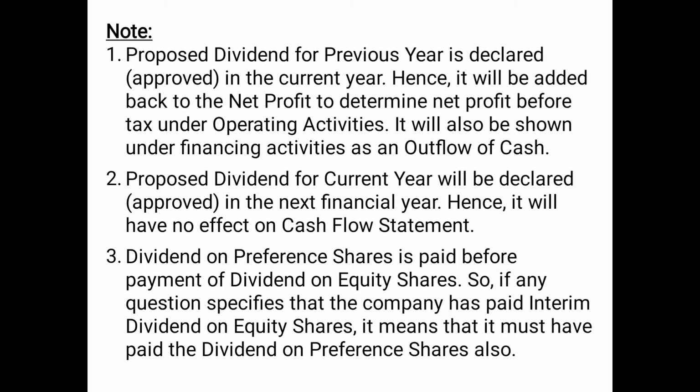The third point, dividend on preference shares is paid before payment of dividend on equity shares. That we know, because preference share gets a preference over the equity shares. So whenever the dividend is paid, it is primarily paid to the preference shareholders, and then after that it is paid to the equity shareholders. So if any question specifies that the company has paid interim dividend on equity shares, and if the company already has preference shares, then it is quite obvious that it must have already paid the dividend on the preference shares also.